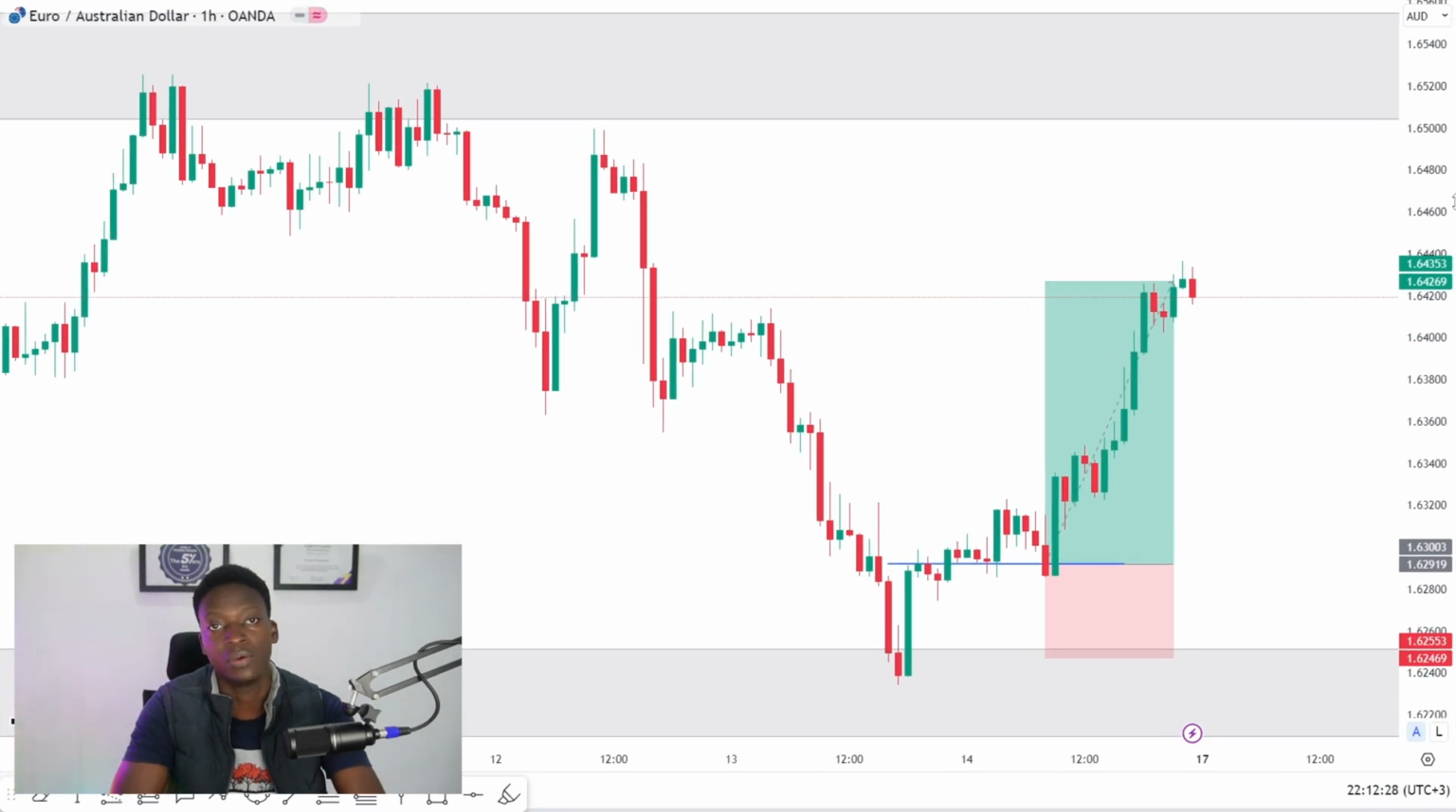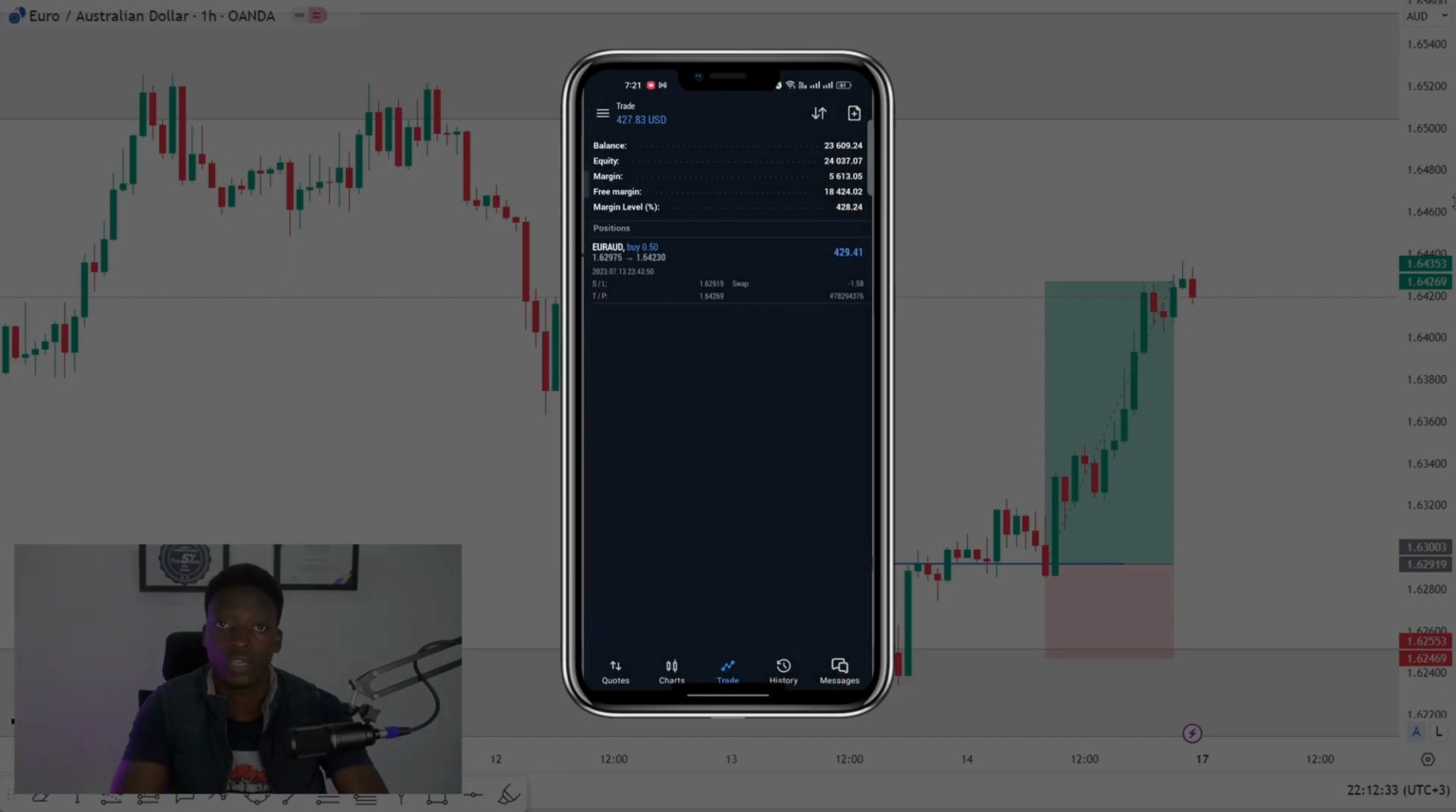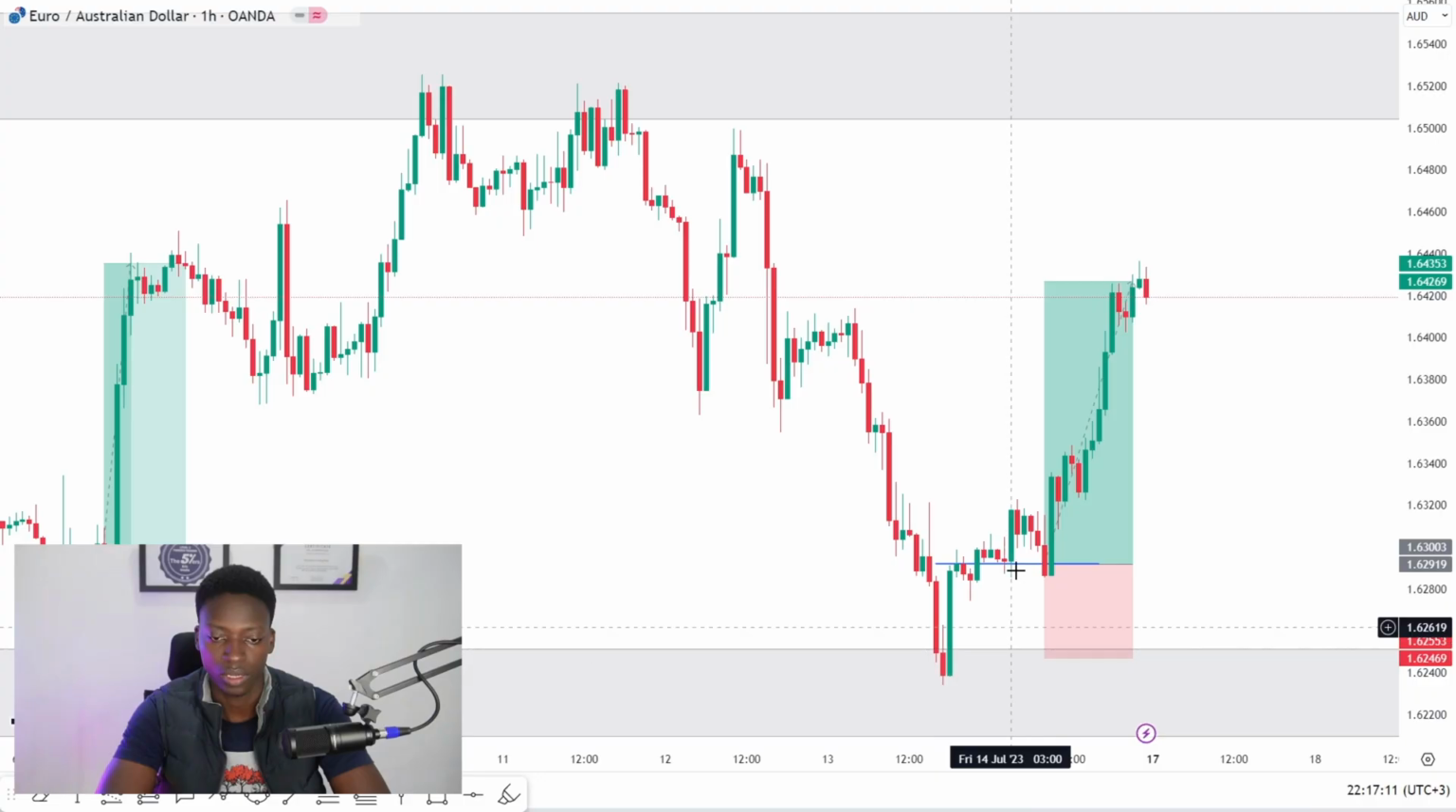Hey guys, so I'm here with another trade breakdown on Euro Australian dollar, a bullish trade that I took this week using my strategy of demand and supply. I took the buy position using this key demand level.